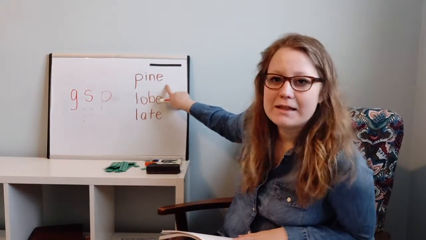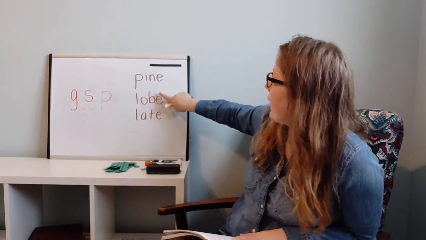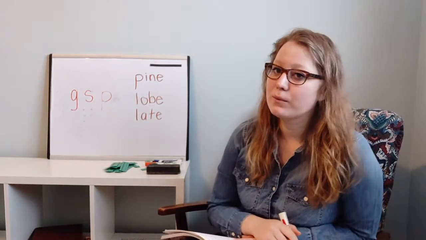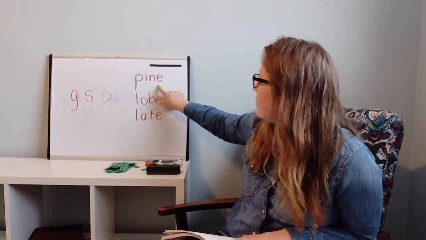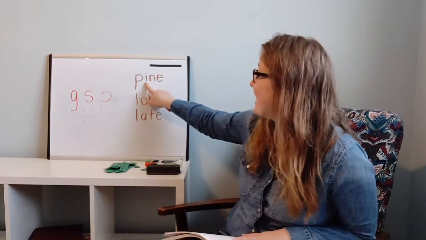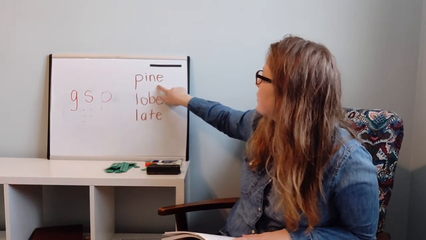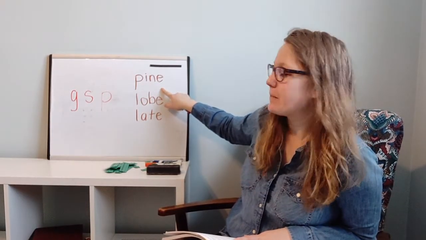Let's take a look at these words here. All of these are silent E words. They all have an E at the end that we don't hear when we read it. That silent E is going to make the vowel before it say its name. So this word here, we read it as pine.